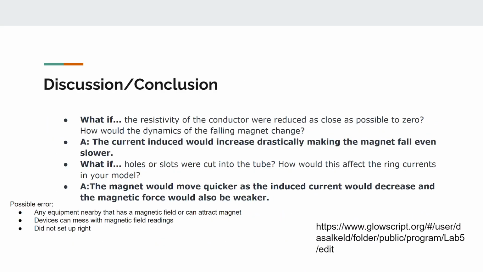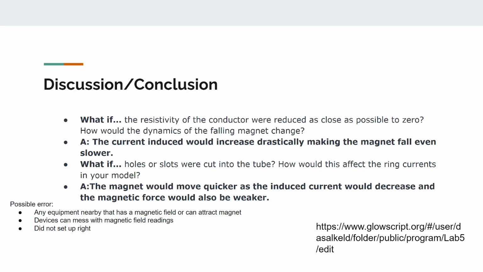Discussion and conclusion. What if the resistivity of the conductor was reduced to 0, or as close as possible? How would it change? The current induced would increase drastically, making the magnet fall even slower. And then if there were holes in the tube, how would this affect the ring currents in your model? The magnet would move quicker as the induced current would decrease, and the magnetic force would also be weaker, so it would essentially fall through like it was in free space, or at least faster.